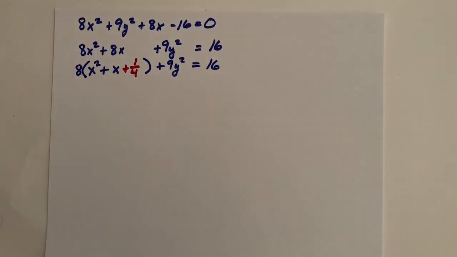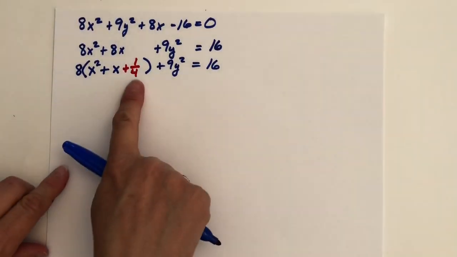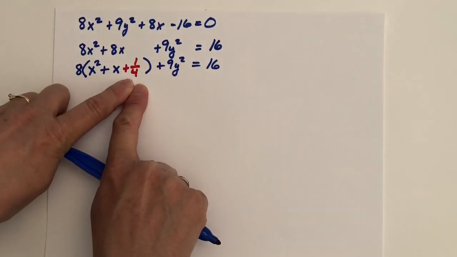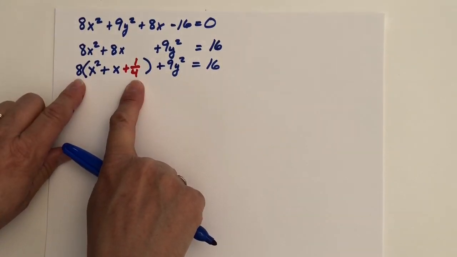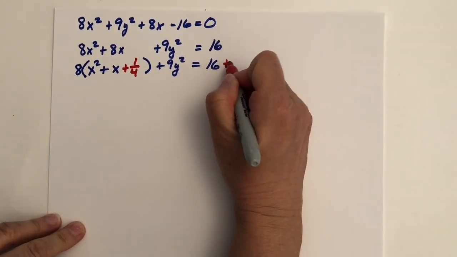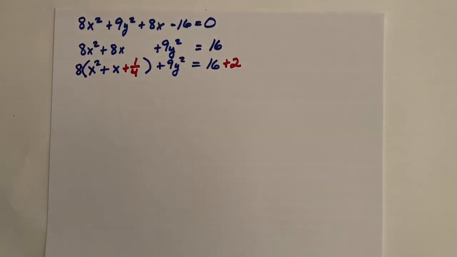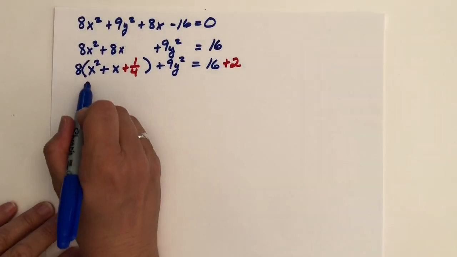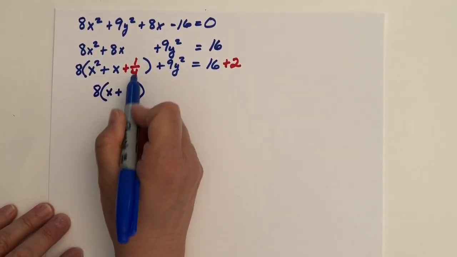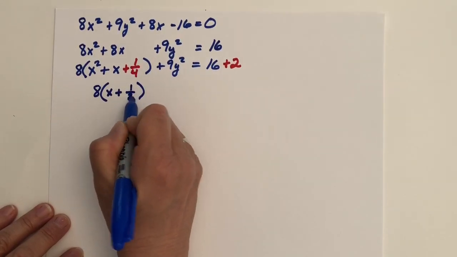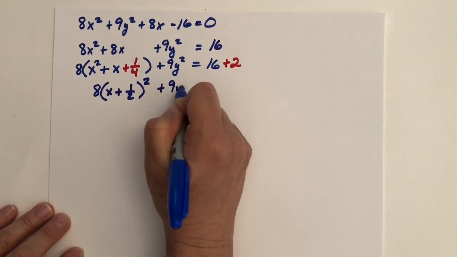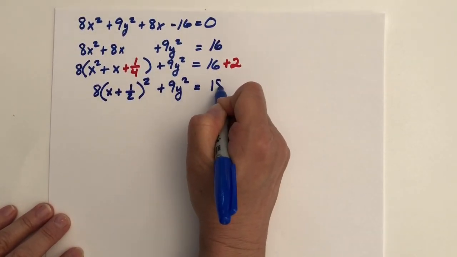But notice I didn't actually change the left-hand side by a quarter. I added a quarter inside the parentheses. This 8 is being multiplied by that 1/4, so I actually added 2 to the left-hand side. So I need to make sure I add 2 to the right-hand side as well. So now I have 8 times x plus, it was 1/2 that was squared to give us that quarter. And then I have plus 9y squared equals 18.